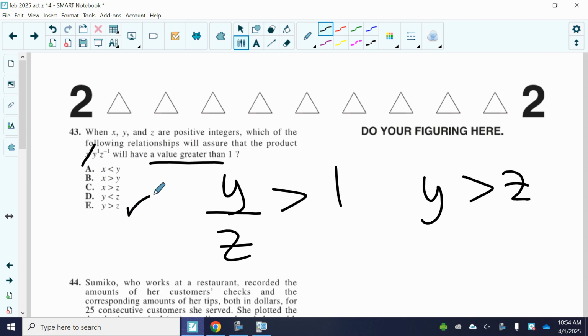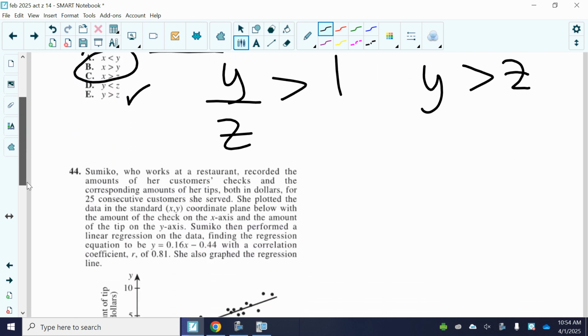I got a kick out of A, B, and C, all asking you about x. X don't matter. Why? He cancels out. So there's no way that x can be the answer. X to the 0 goes bye-bye, huh?